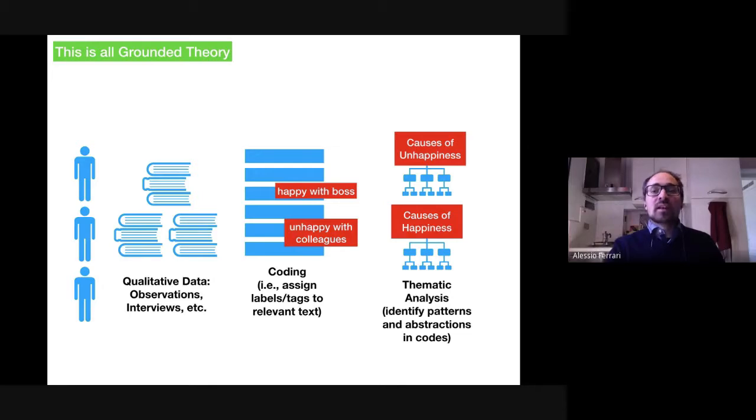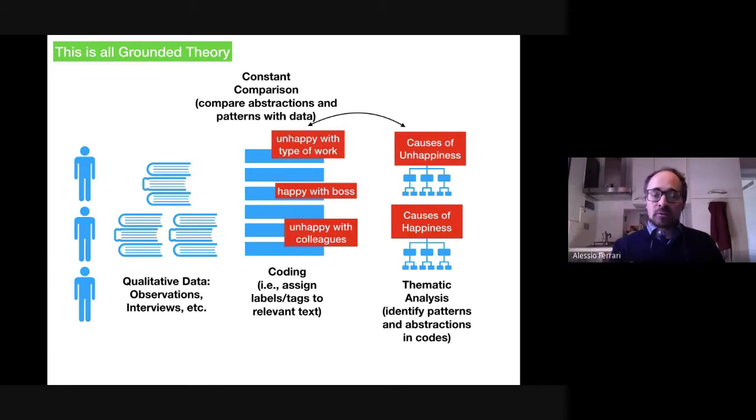Then there is a fundamental element of grounded theory that is so-called constant comparison, which means you compare the abstractions that you've made, so the scheme of interpretation that you made through thematic analysis, with the data that you had. So you again go back to the data and see whether those patterns actually always work in the data.